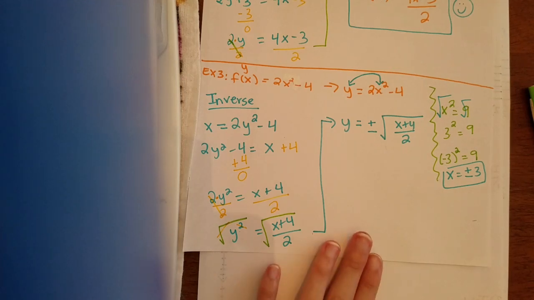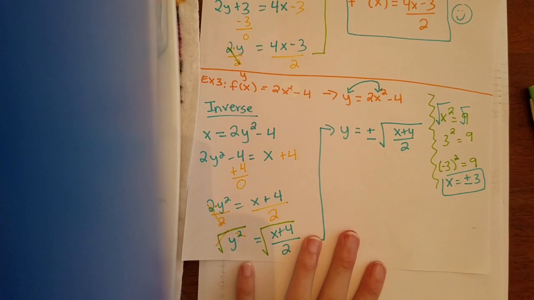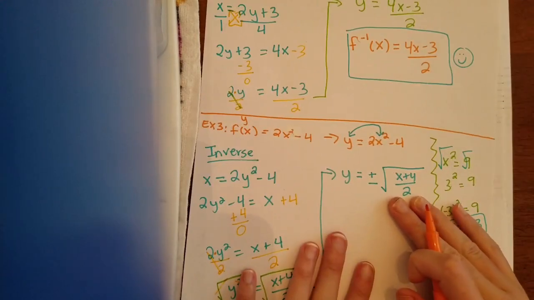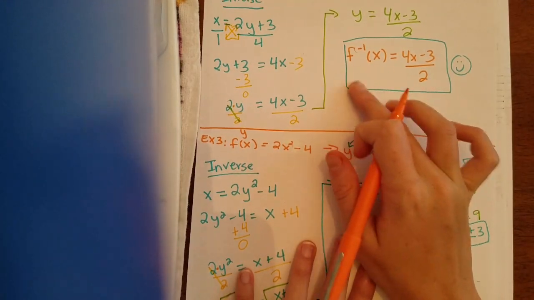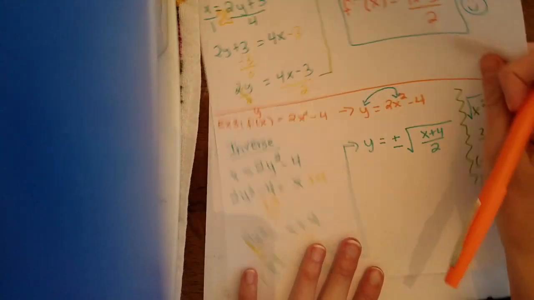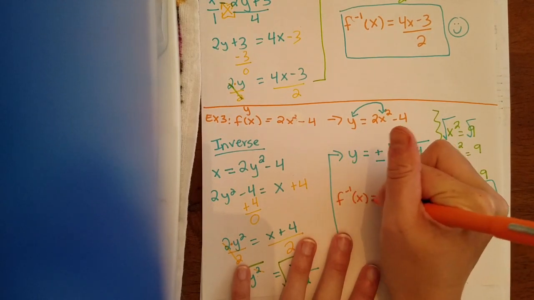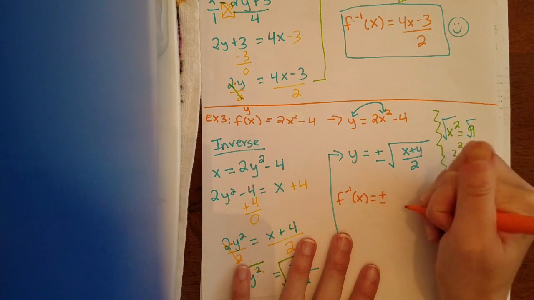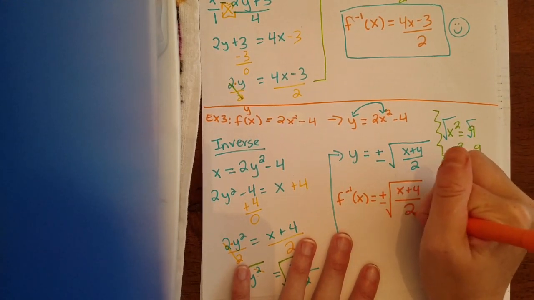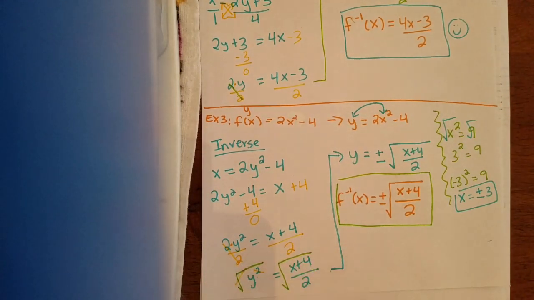So we have one more step to get this thing into our function notation. This is the inverse equation, but I want to write it using function notation. If you remember from the previous problem, that fancy way to write the inverse is f negative 1 of x, which all that means is the inverse of f of x. So the inverse of f of x will equal plus or minus, don't forget it, the square root of x plus 4 over 2. Bam! Just like that. And that's our inverse equation.